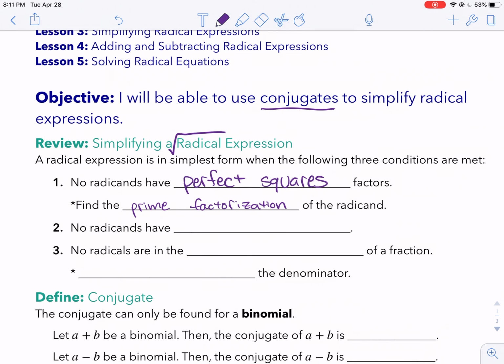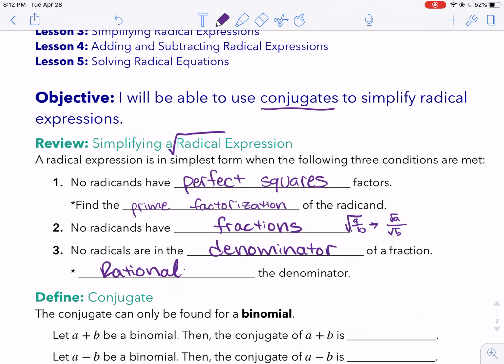Second, no radicands can have fractions inside. We'll split up our fractions. So if you have the square root of a over b, we'll split that up into the square root of a over the square root of b. And finally, no radicals can be in the denominator of a fraction. If you have radicals in the denominator of your fraction, you need to do a process which is called rationalizing the denominator. So you will need to rationalize the denominator. That will get rid of the radical in the denominator.